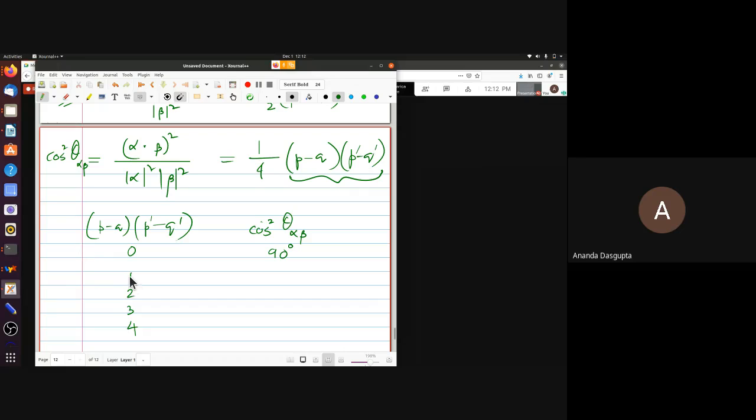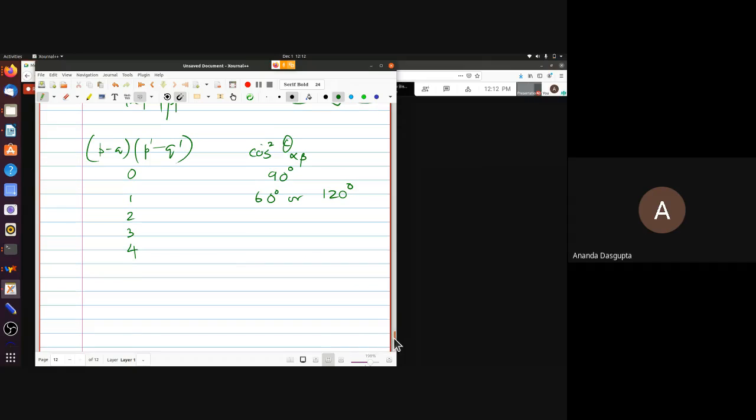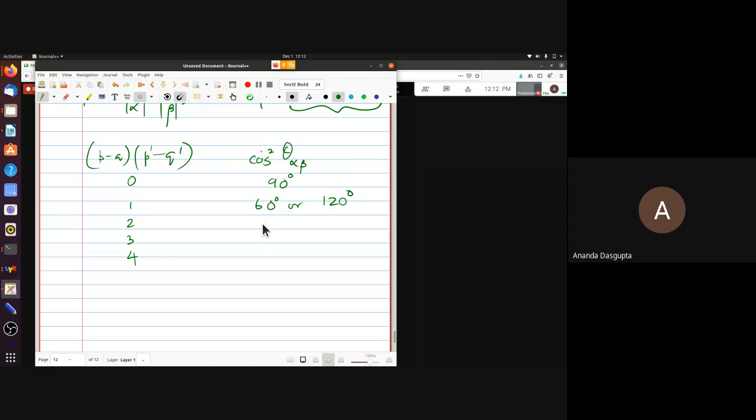With 1, that's 1/4, right? That means cos theta alpha beta is either half or minus half. Possible angles. 2/4. So what is it? What are the values for angles?